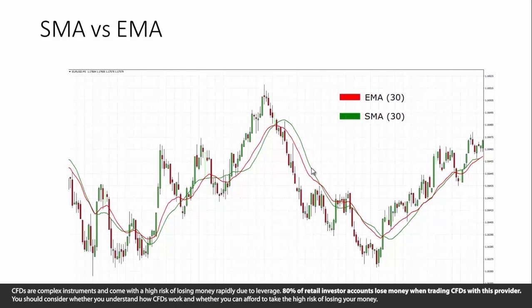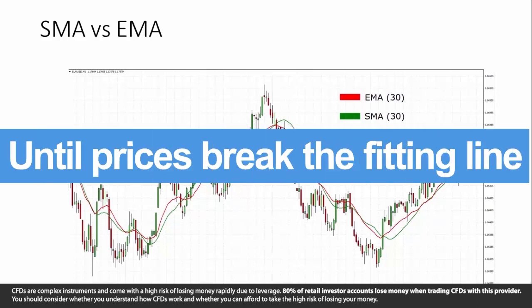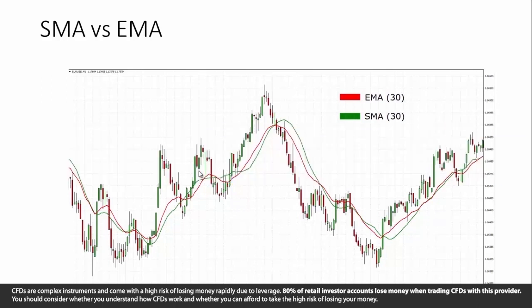EMA works well until prices break the fitting line. During higher volatility markets, you could consider increasing the length of the moving average term. One can even switch from an EMA to an SMA, since the SMA smooths out the data much better than an EMA due to its focus on longer-term moves.